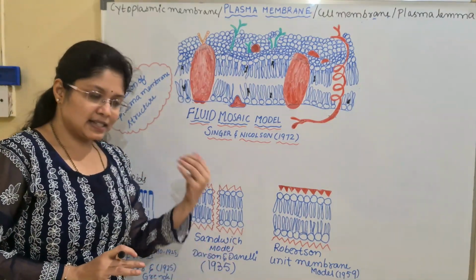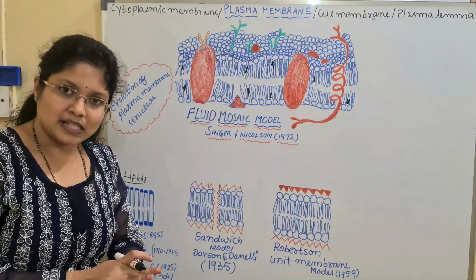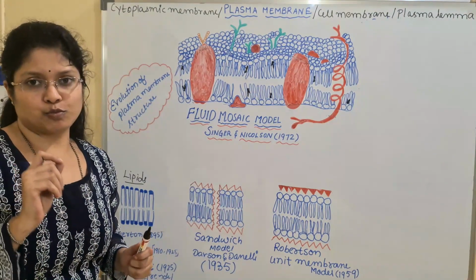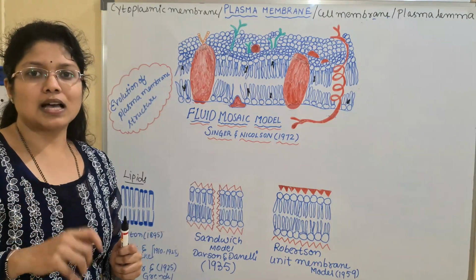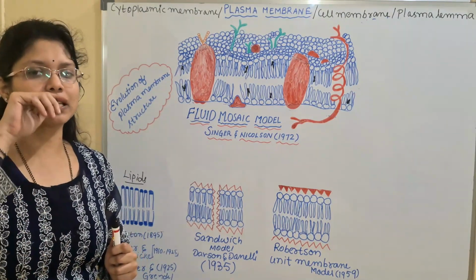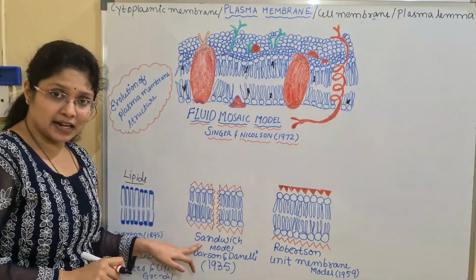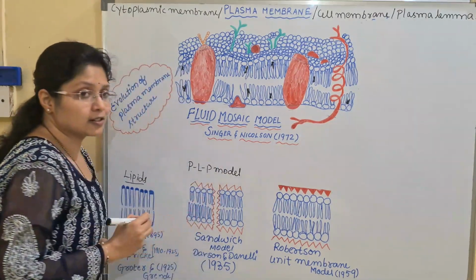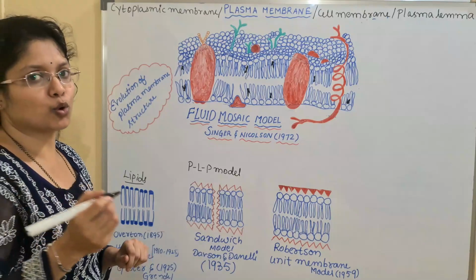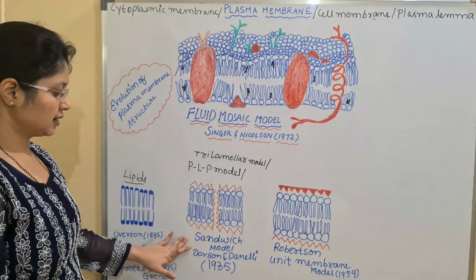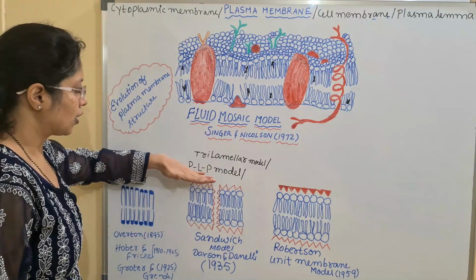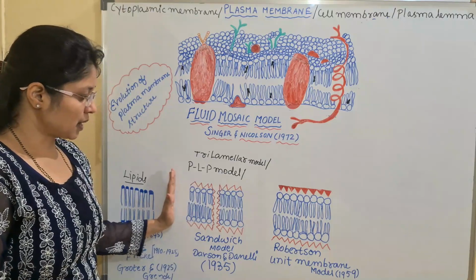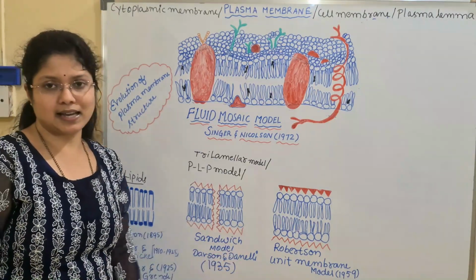Davson and Danielli studied the erythrocyte membranes, the RBC membranes, again, and they gave a model called the sandwich model, also known as the PLP model. There are three names given to this model. It is known as the sandwich model, the PLP model, or the trilamellar model. Okay, so different names are given here: sandwich model, trilamellar model, or PLP model. It is the name given for the model proposed by the scientists Davson and Danielli.